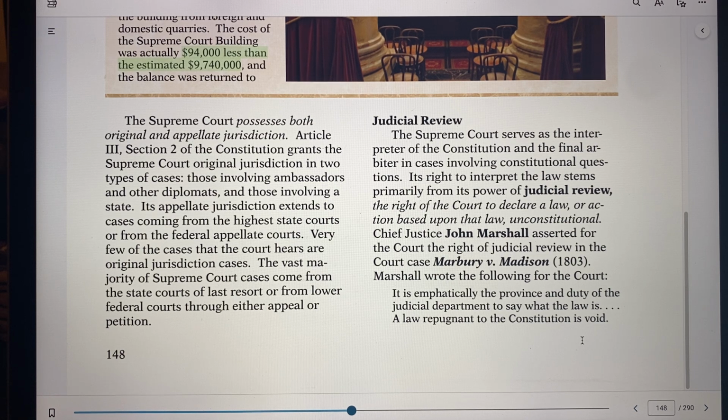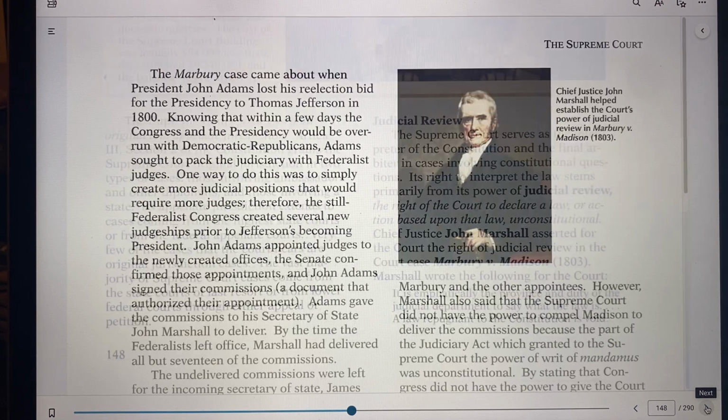And so Chief Justice John Marshall basically set forth the right of judicial review in a court case. And this was in 1803, so a long time ago. We're talking about, you know, in the beginning. There was a court case called Marbury versus Madison. And so Marshall wrote for the court, it is emphatically the province and duty of the judicial department to say what the law is. A law repugnant to the Constitution is void. So he was saying, we need to say what the law is. Is it repugnant? Is it against the Constitution? If it is against the Constitution, that law should be void, right?